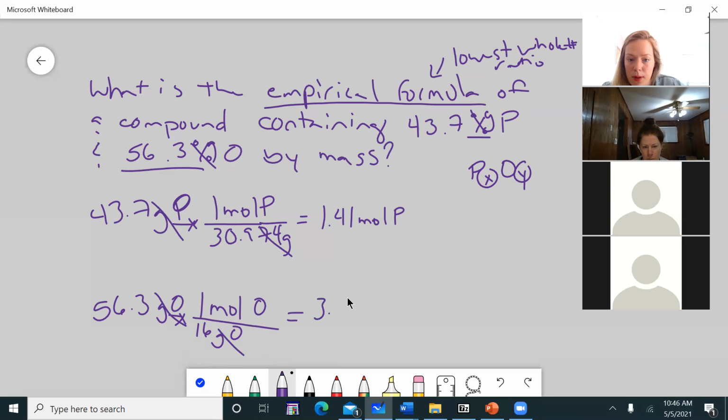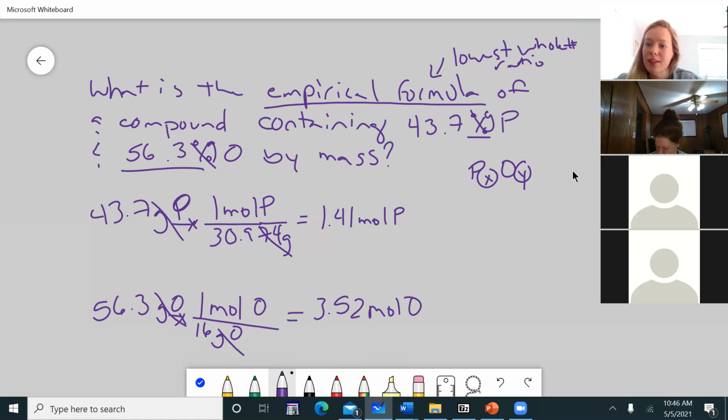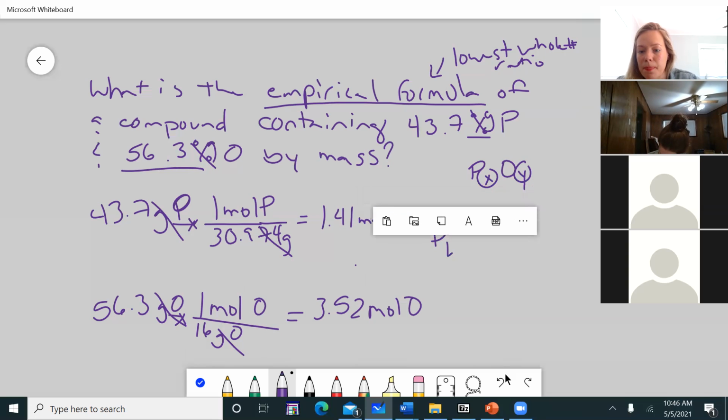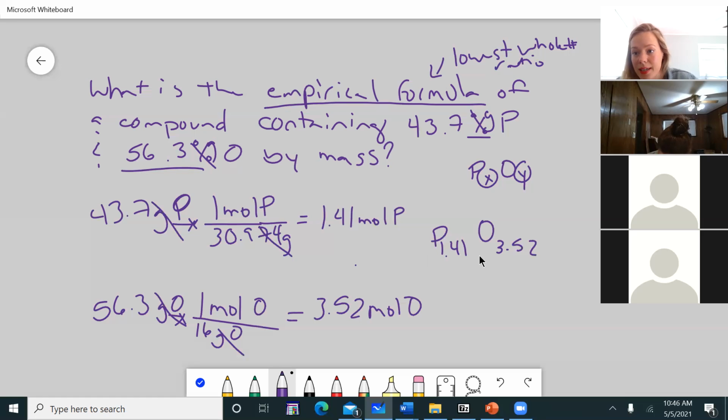So I get 3.52 moles of oxygen. So this is the correct ratio. What don't we like about this ratio? It's not a whole number. So we need a kind of a trick to get it into whole numbers. The text teaches you to put this into a skeletal formula with these numbers as the subscripts, or you can do it divided out at this point here. I'm going to put it in as the subscript. So P will have this subscript 1.41, and oxygen will have this 3.52. So this, again, it's a correct ratio. It's just not a whole number ratio.